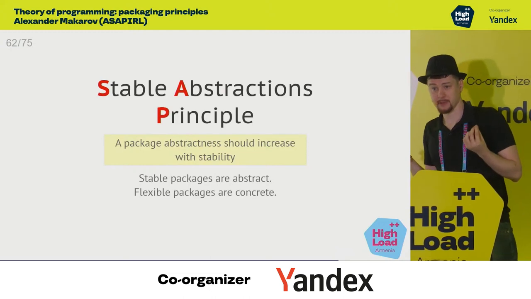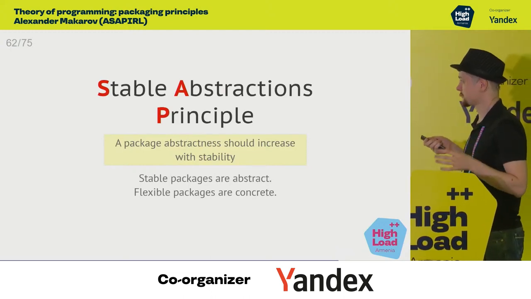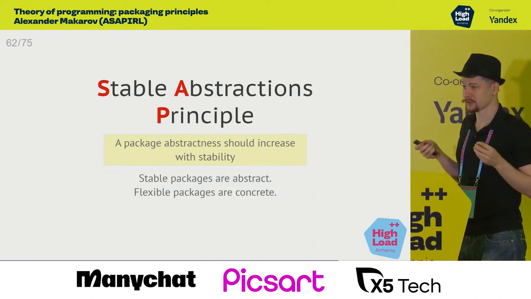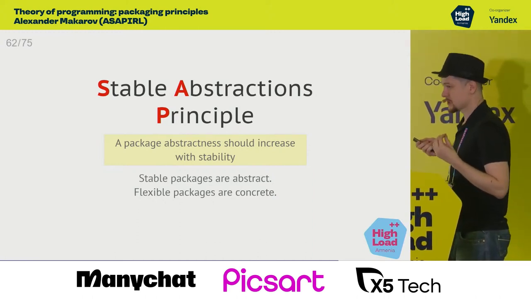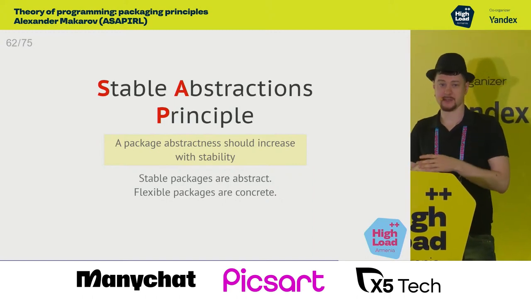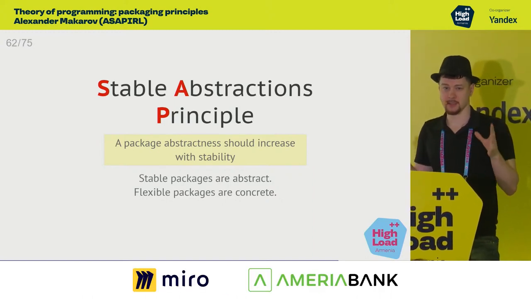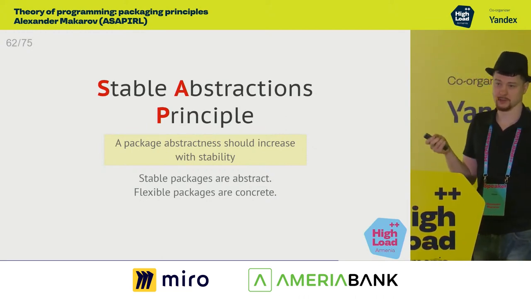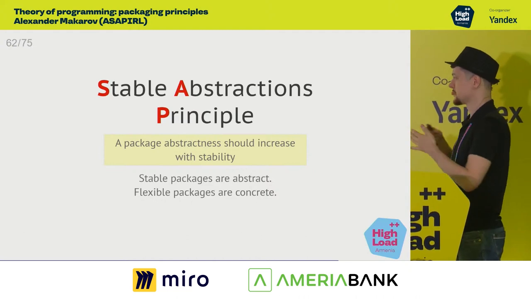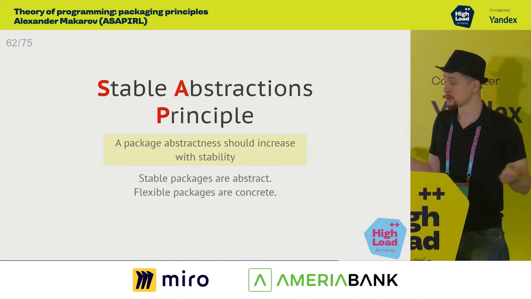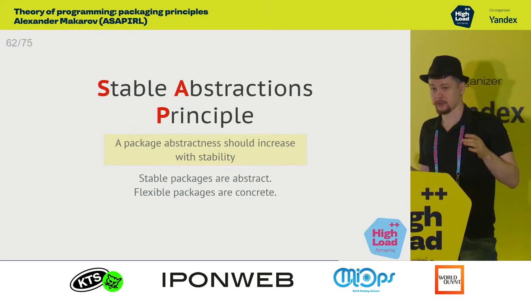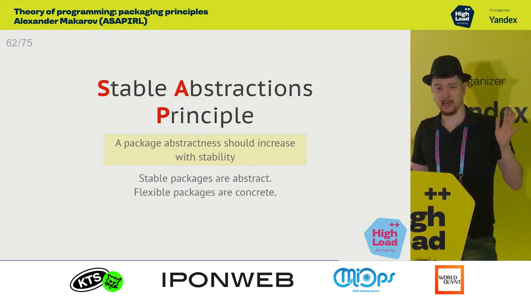That's another principle, SAP, the stable abstractions principle. The package abstractness should increase with stability. Stable packages are abstract, so totally abstract is a package that contains interfaces only, right? It's totally stable, it never changes, because if the contract is changed, it breaks everything. But the flexible packages are usually concrete. The main flexible package is your application itself.